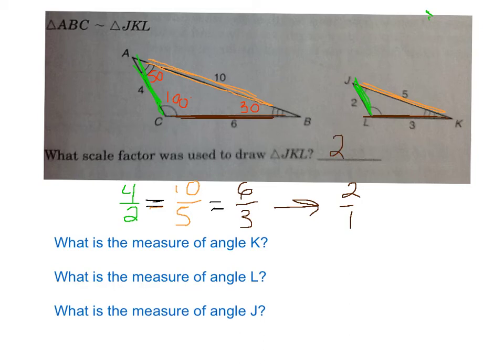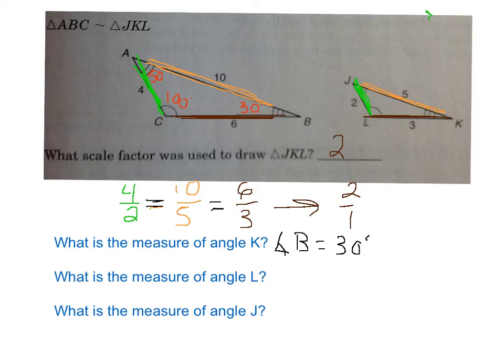In similar figures, their corresponding angles are congruent. So you'll see that it says, what is the measure of angle K? K has 3 arcs. If we look in the other triangle, B has 3 arcs. So that's congruent to angle B, which is 30 degrees.